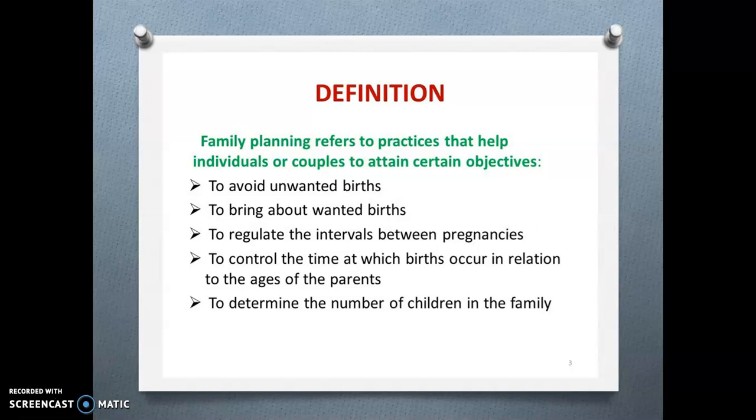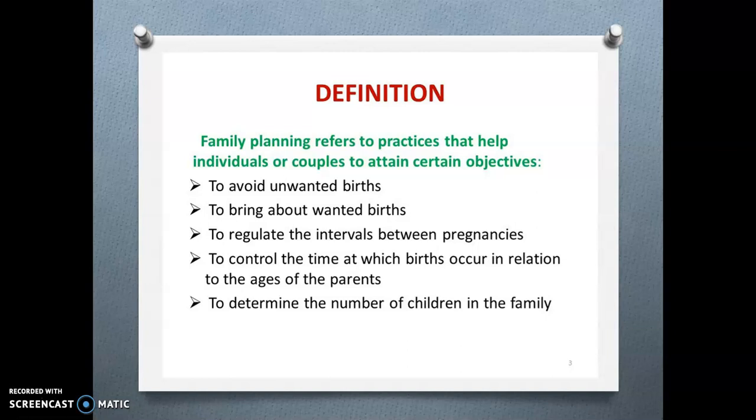Then they can regulate the intervals between the pregnancies. They can fix the spacing, that is, after the first pregnancy, after the first delivery, the couple can wait for several years. They can decide whether they have to wait for 1 year or 2 years or 3 years. Like that, they can fix the spacing between the pregnancies. Then they can control the time at which birth occurs in relation to the age of the parents. If the age of the parents is above 30 or 35, they can decide whether it is safe to have a child at an age above 35. Based on that, they can decide whether they want the pregnancy or not.